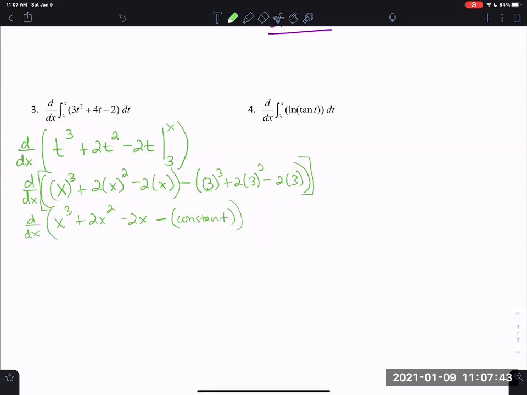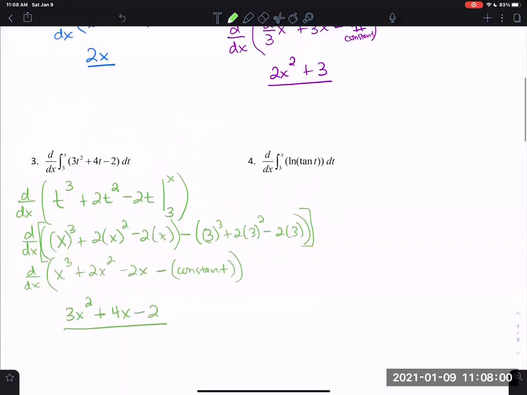Derivative of x cubed is 3x squared. Derivative of 2x squared is 4x. Derivative of negative 2x is negative 2. Derivative of a constant is 0.